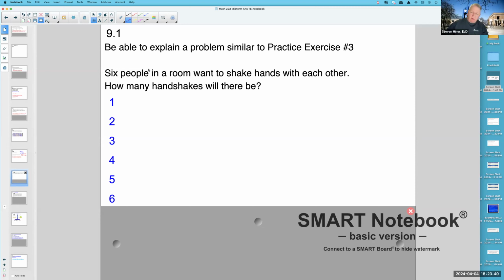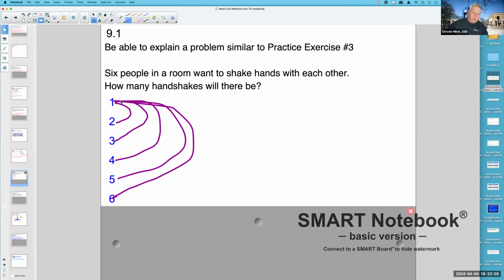6 people in a room want to shake hands with each other. How many handshakes will there be? So person number 1 shakes hands with number 2. Then they shake hands with number 3. Then number 4. Then number 5. And number 6. So that was 1, 2, 3, 4, 5 handshakes. Now here's where it gets a little weird because it's not just 5 again. Now number 2 wants to shake everybody's hand.